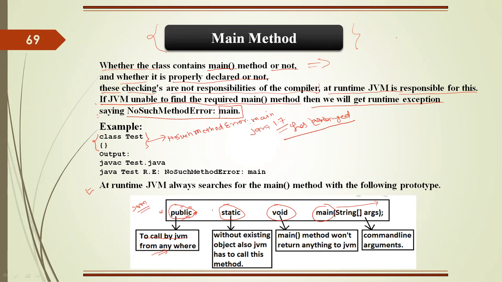What is the use of static? Why do Java people take the main method as static? Without an existing object, the JVM has to call this method. They don't want to create a class object. In the previous session, we have seen that a static variable you can call directly. That's it. So without an existing object, the JVM has to call this method.